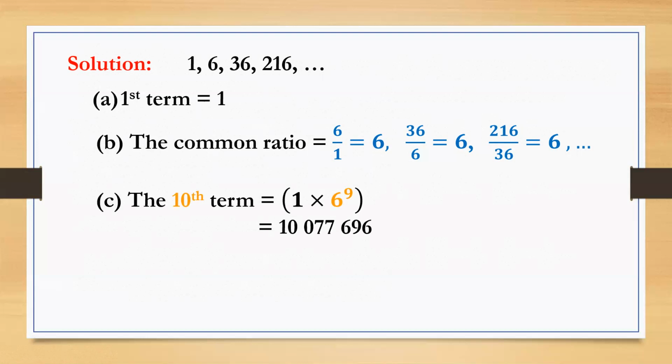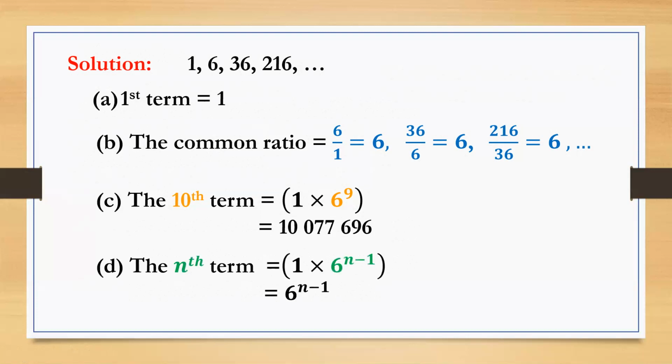Now to find the 10th term. It's going to be the first term times the ratio to the power of 9, 1 less than the 10th term. You can leave it as it is, which is also equal to 6 to the power of 9, or you can also evaluate your answer. An expression for the nth term will be 1 times 6 to the power of n minus 1, which is equal to 6 to the power of n minus 1.